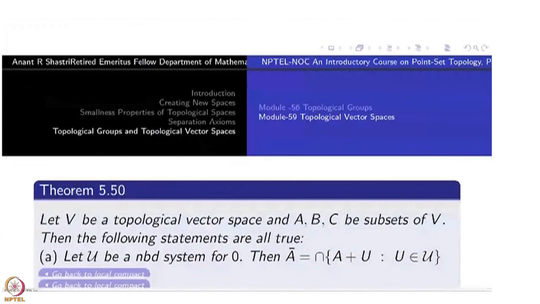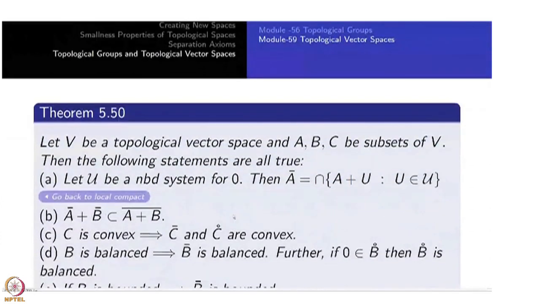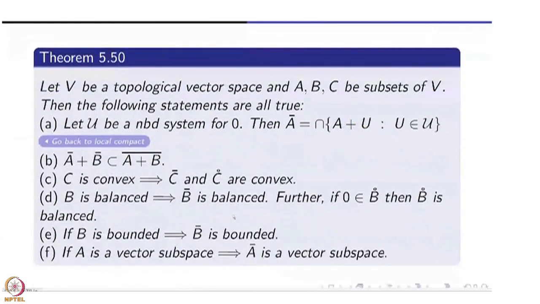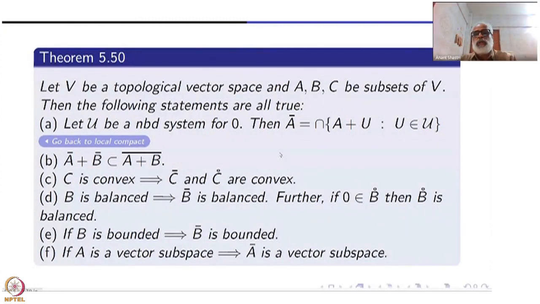So with this, the first theorem here is again a list of statements A, B, C, D, E, F, which are all easy consequences of the statement that V is a topological vector space. You start with any A, B, C subsets of V. Then all these statements are true.